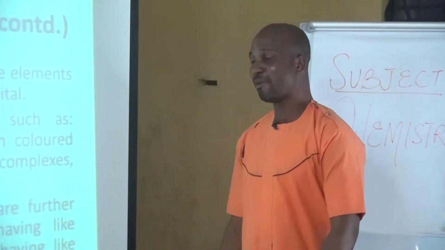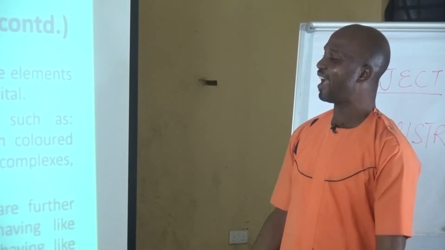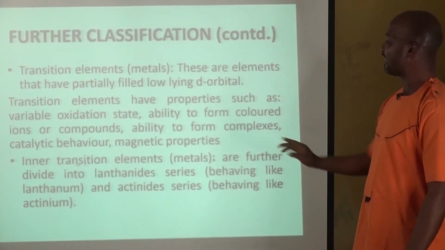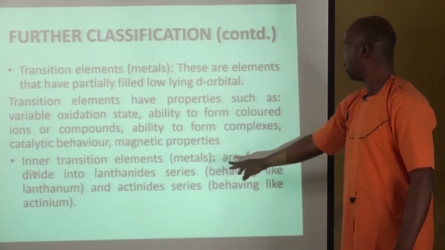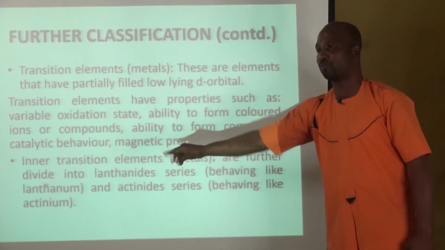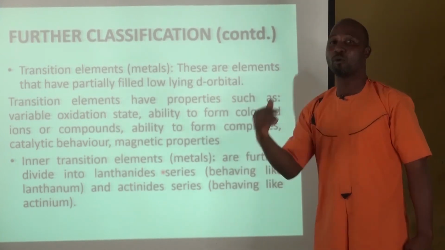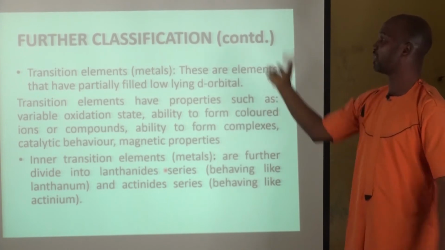My wonderful students, you find out that there are inner transition metals that are further divided into two. It's either the lanthanide series, that is, they behave like lanthanum, which is an element on the periodic table, or the actinide series that behave like actinium, which is also an element on the periodic table.